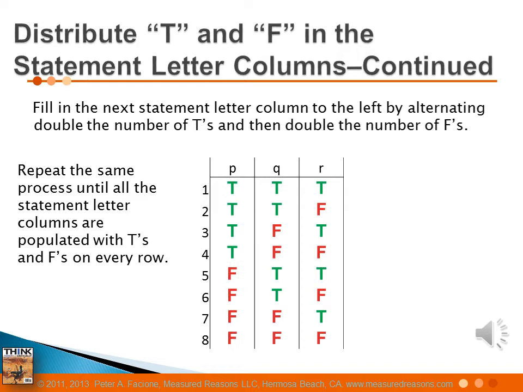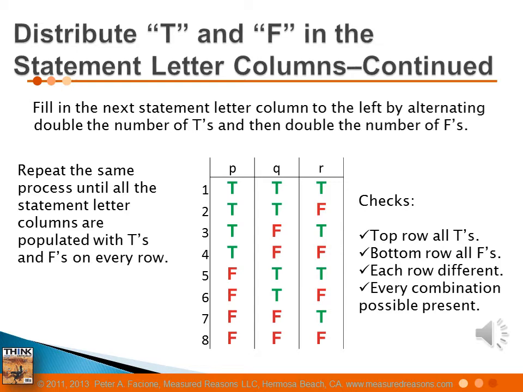If we've generated the correct number of rows, given the number of statement letters we're dealing with, and if we've correctly distributed T's and F's on each of those rows to each of those letters, then four things will be true. First, the top row will be all T's. The bottom row will be all F's. Each of the rows will be different than any of the other rows, and every possible combination of distributions of T's and F's to those statement letters will be represented on one row or another of the table.